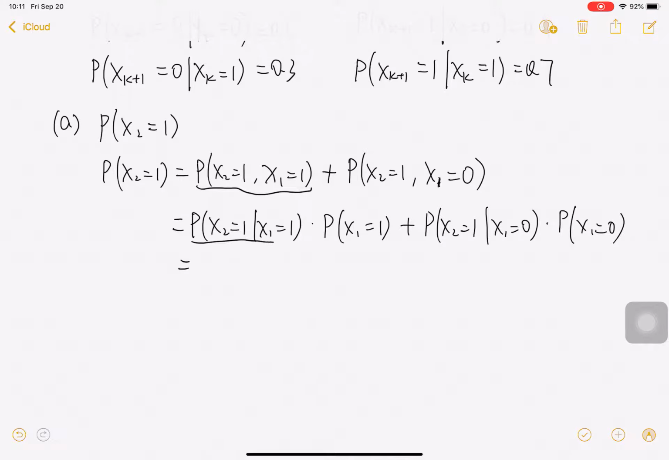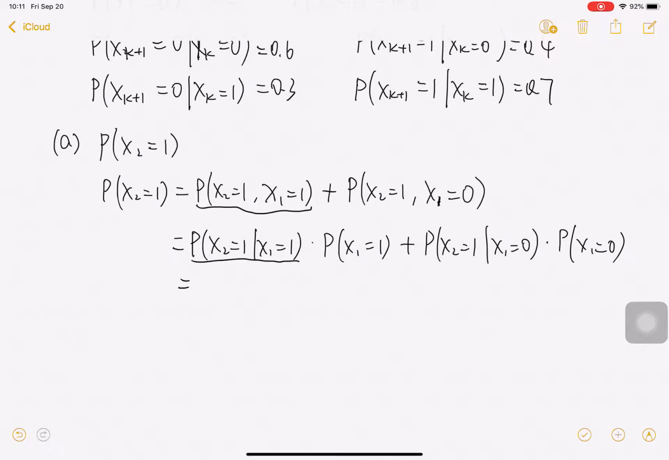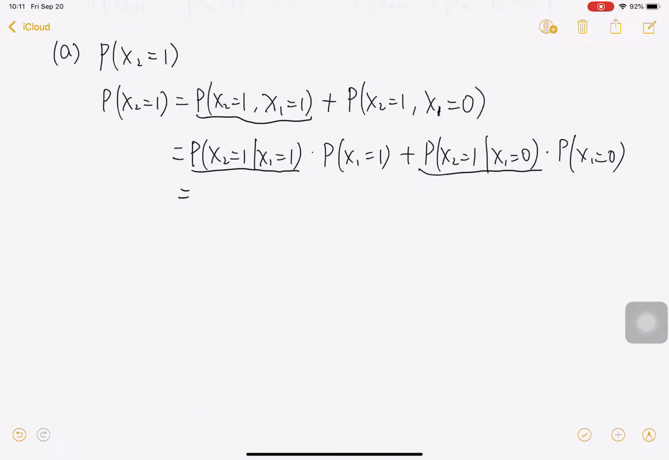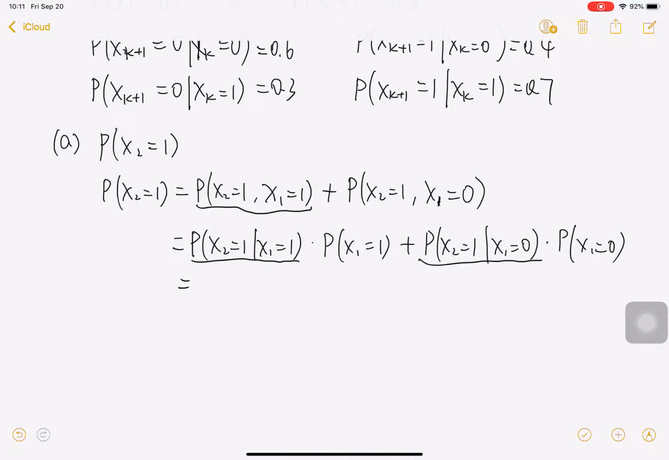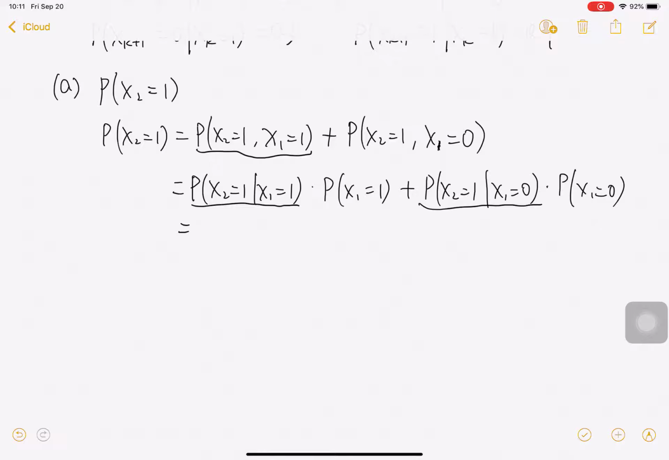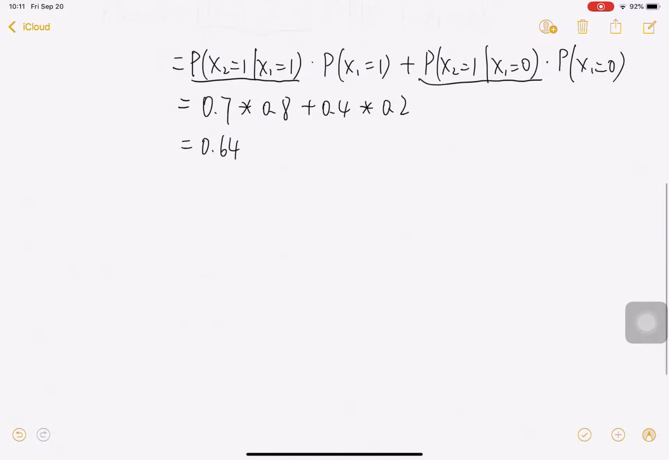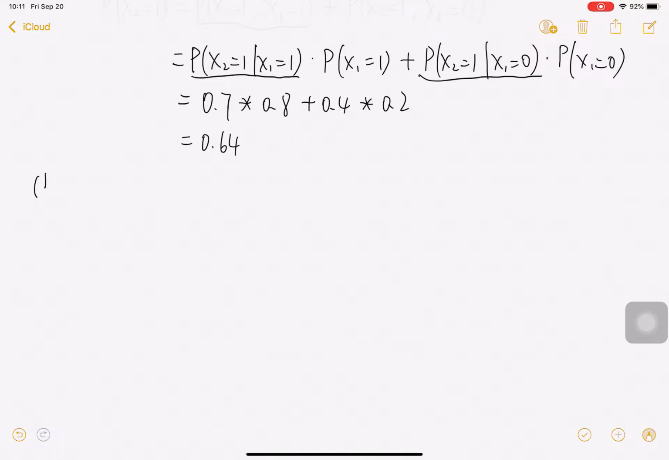These are the conditional probabilities of xk plus 1 given xk from the conditions. So we can plug all the values into this equation: 0.7 times 0.8 plus 0.4 times 0.2. The calculation is easy. We get 0.64 as the answer to question A. And then we jump to question B.